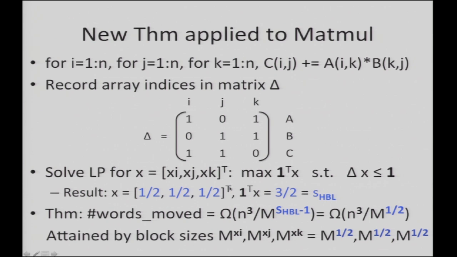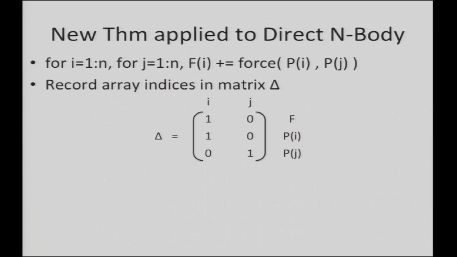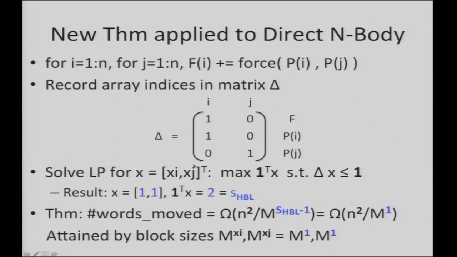Okay? So now let me just do another example, which is n-body, and say what the theory says here. So here I have 2 nested loops. I have a bunch of particle positions at i and j, and I compute some force, don't care what, and I update a force array. And so everything I need to know I'm going to record in this matrix. So I have 2 subscripts, i and j, and I have 3 arrays, right? I have f, pi, and pj, and this records who is a subscript of whom. I'm going to solve a linear program. This is an even simpler little linear program. Maximize the sum of the x's subject to delta times x is less than or equal to 1, and the solution is 1, 1, and the sum is 2.